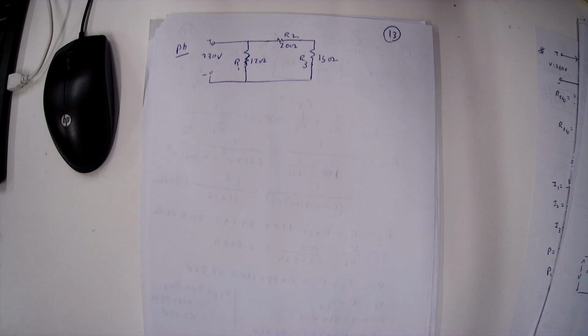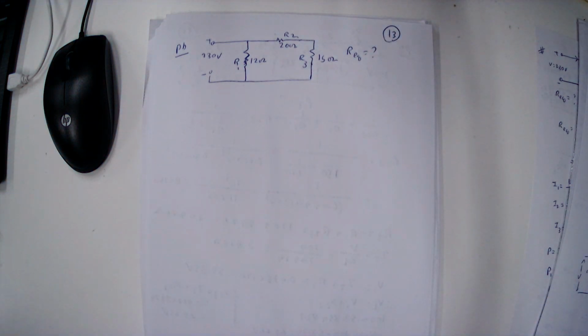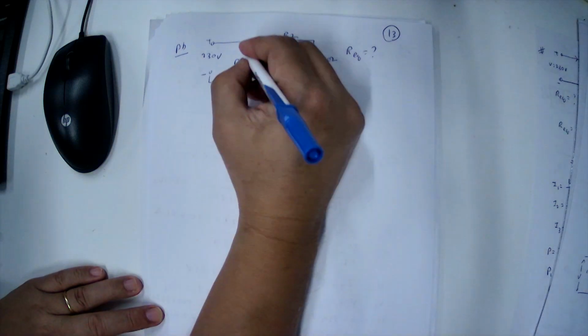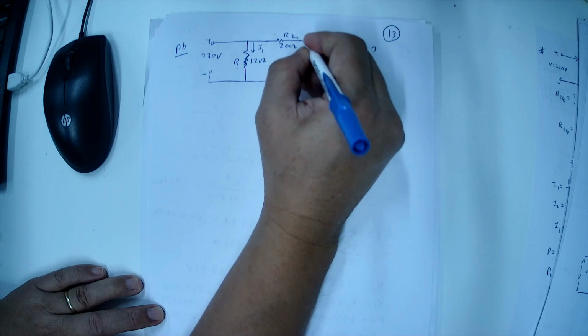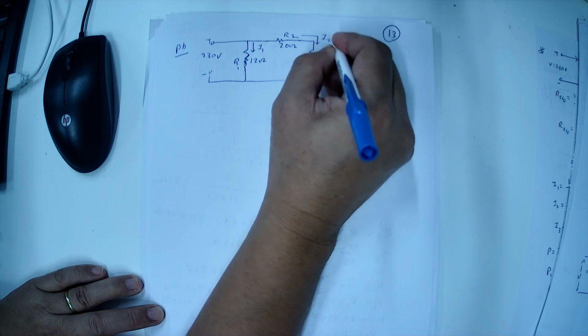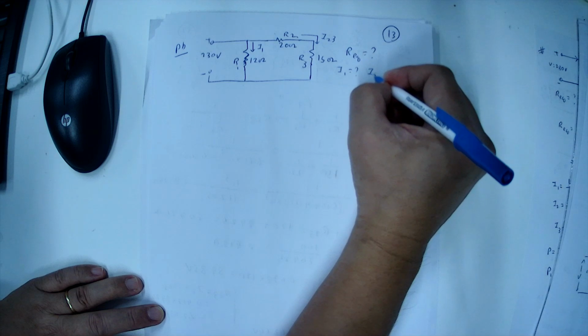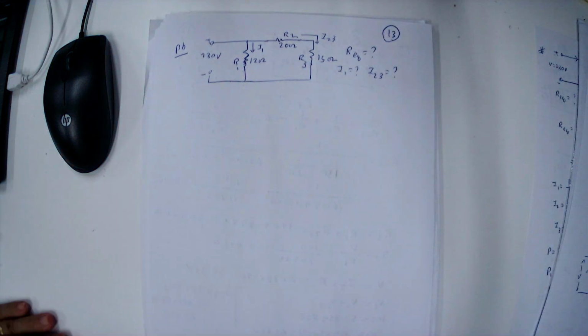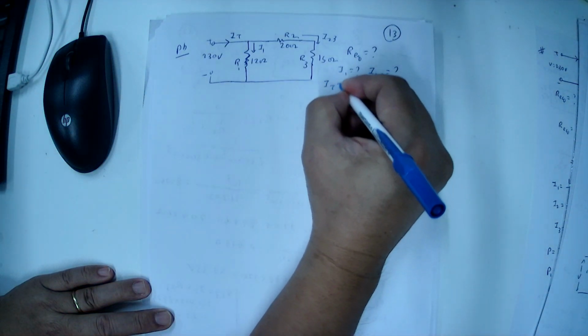In this case, we need to find the total equivalent resistance, R equivalent. Then the current in each branch. The current flowing into R1 is I1, and the current flowing into the R2 and R3 combination is I23. I1 and I23 need to be calculated. Then we also need to calculate the total supply current, I total.